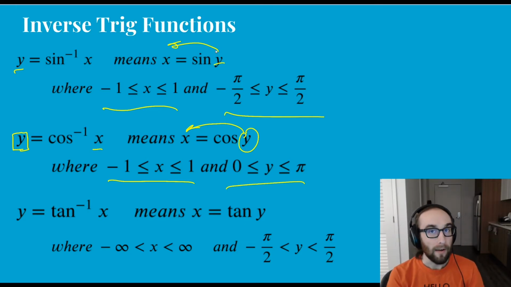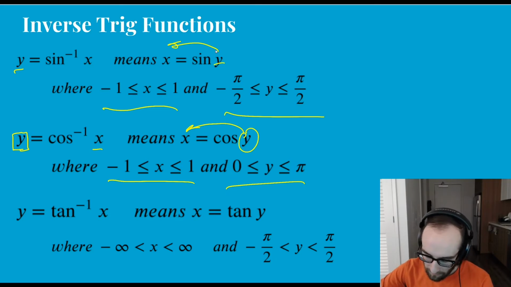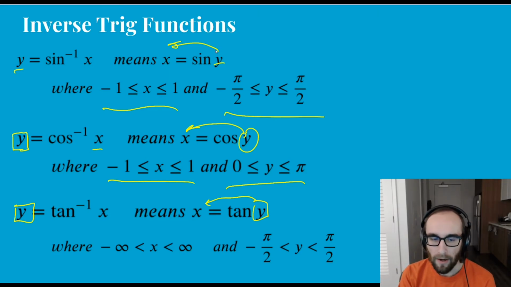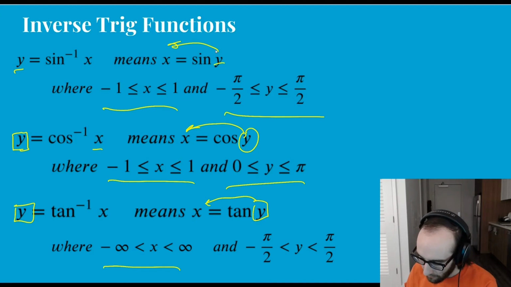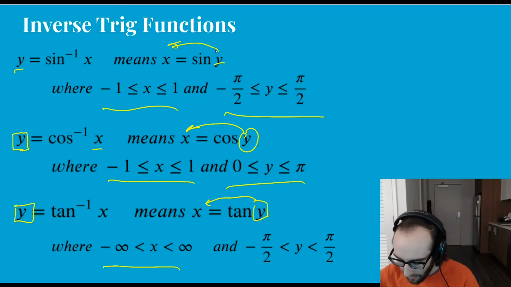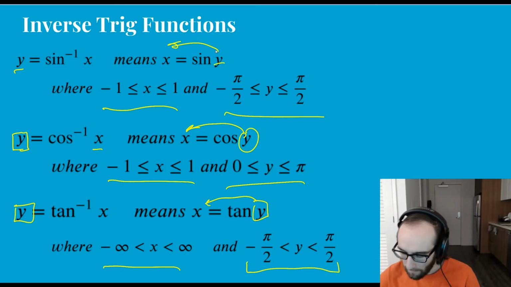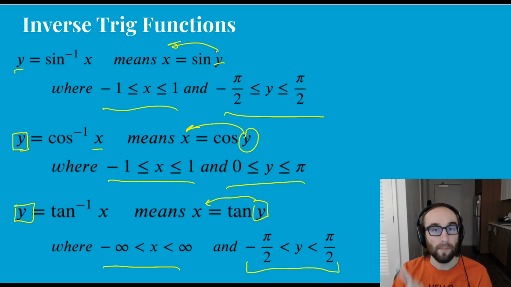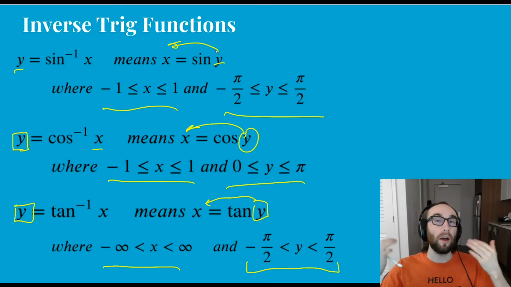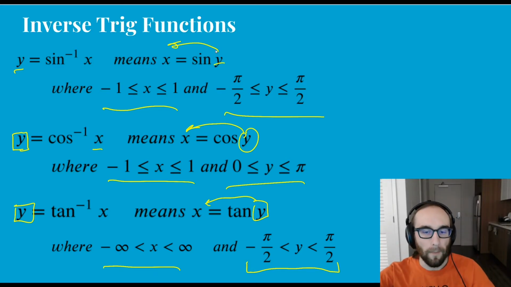Finally, for tangent, same idea. Y equals inverse tangent of x. Find the input that we need to put into tangent to end up with an output of x. And then we saw our domain on our graph is between negative infinity and infinity, because we have those asymptotes. And then the asymptotes are going to be between negative pi over 2 and pi over 2. So these are all of those restrictions we saw in the graph, just written out mathematically using inequalities.